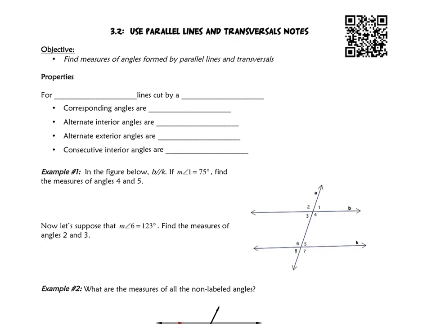Welcome to video 2 on section 3.2, use parallel lines and transversal notes. So our objective for today is find measures of angles formed by parallel lines and transversals. Yesterday you learned all about the 4 types of angles. Today we're going to talk about all those properties if you have parallel lines.